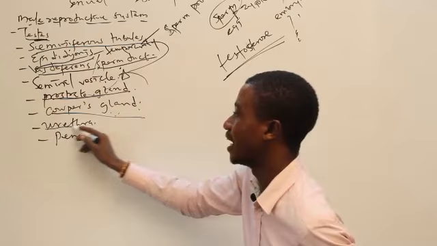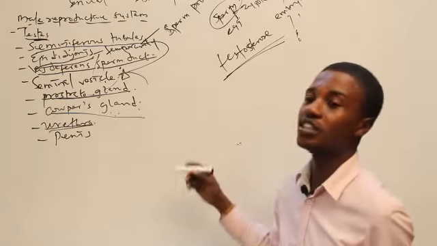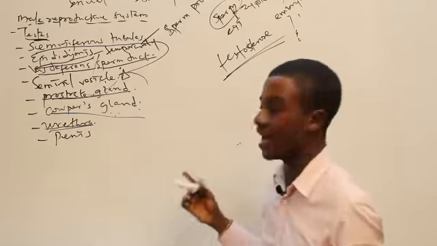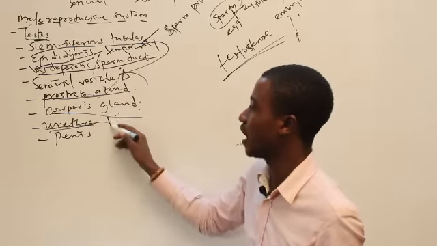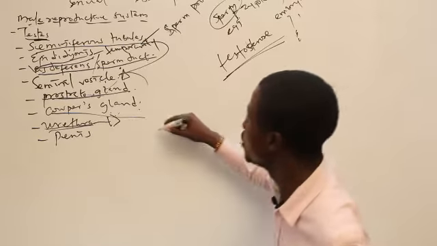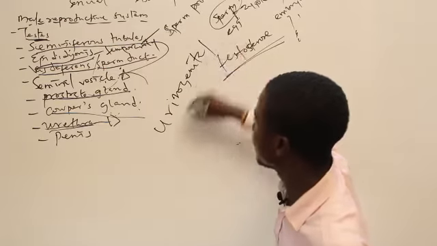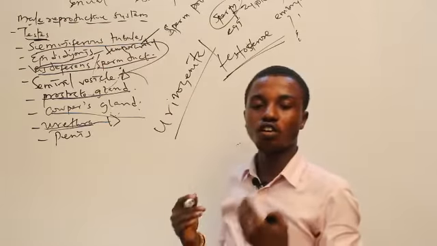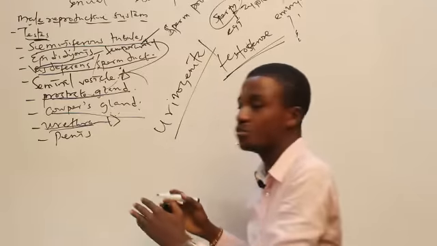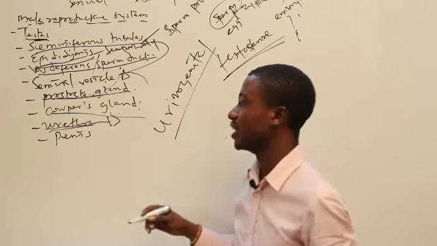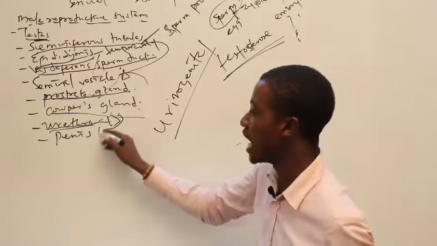Then we have the urethra. The urethra is actually a combination of tubules, as the case may be. The urethra carries out a urinogenital function. That means urine actually passes through there, and the sperm also passes through there. Then lastly, the urethra opens into the penis.